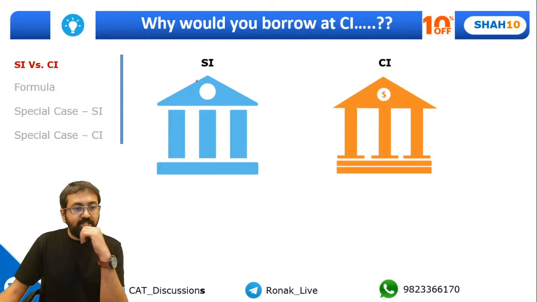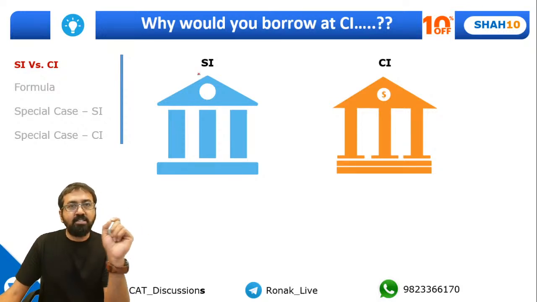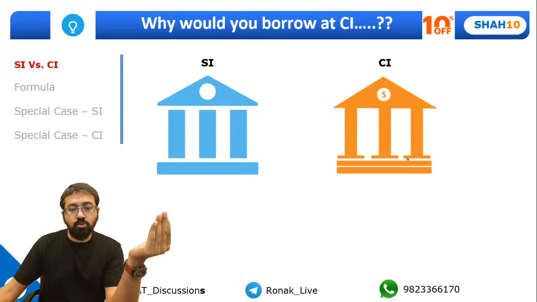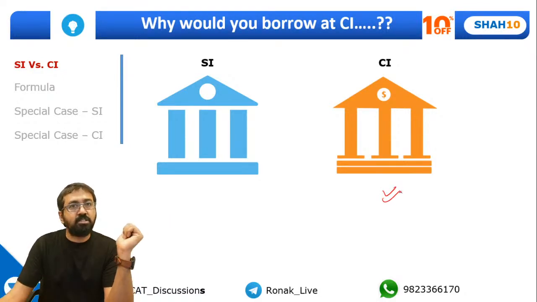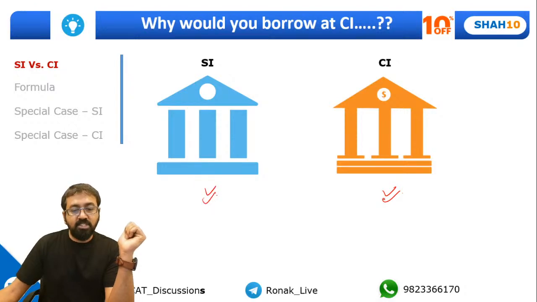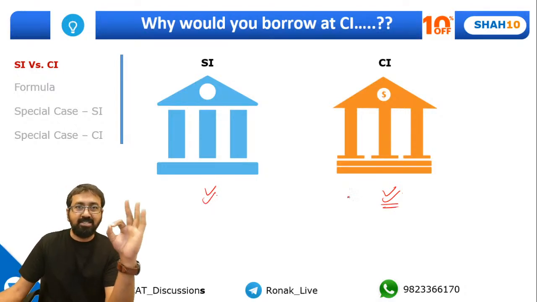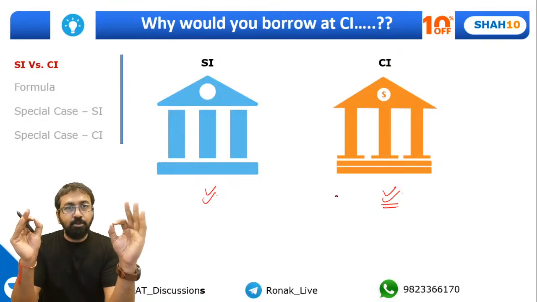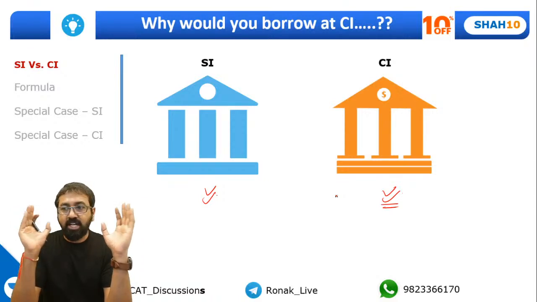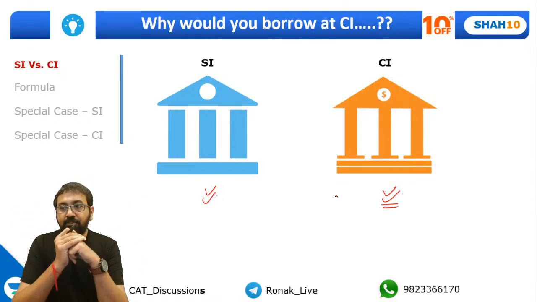So the first question: what is the difference between simple interest and compound interest? Why would you borrow at compound interest? Because in compound interest, as we know, we need to pay interest on interest. So why would someone borrow at compound interest? And in which scenario do we go for simple interest, and in which situation do we go for compound interest? That's the question. Can you quickly type your views in the comment section so that I can understand everyone?